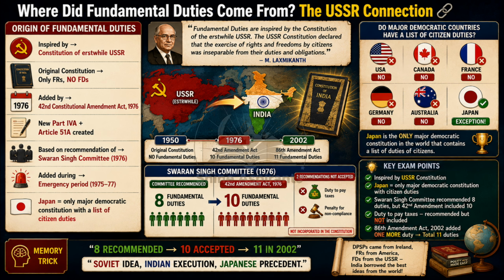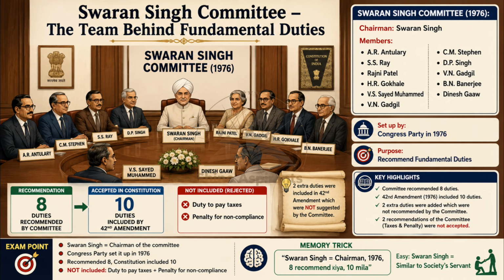Now here is a critical exam trap. The Swaran Committee recommended 8 fundamental duties. But the 42nd Amendment Act included 10. The committee's 2 recommendations, duty to pay taxes and penalty for non-compliance, were not accepted and were not incorporated in the Constitution. Then in 2002, the 86th Constitutional Amendment Act added one more duty, making the total 11 fundamental duties.